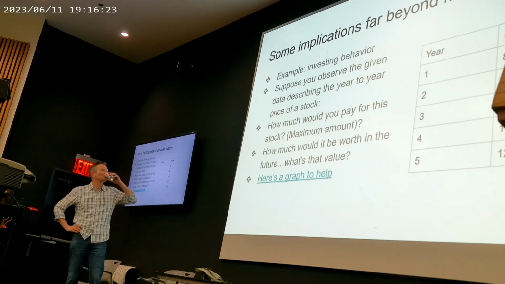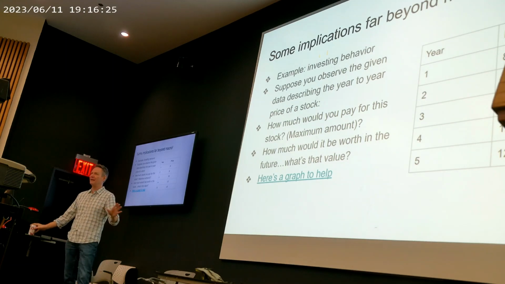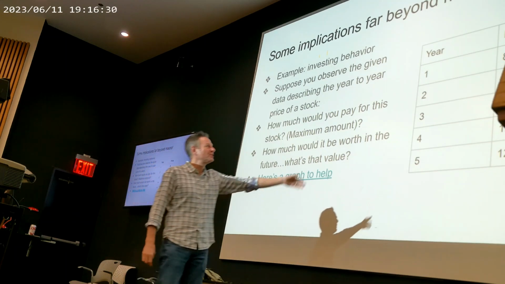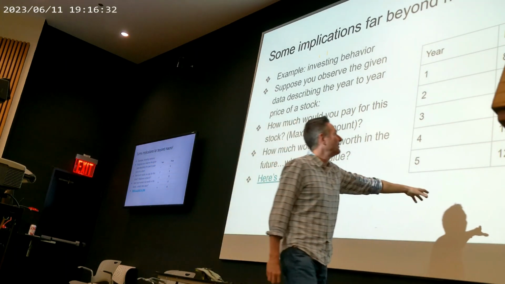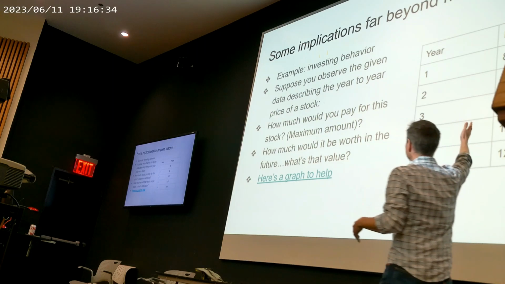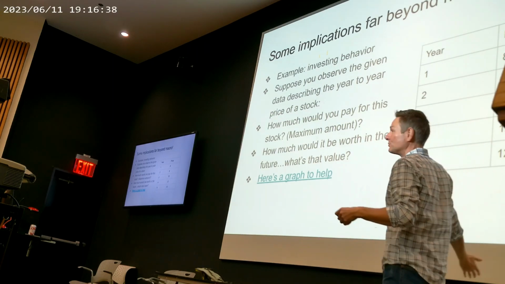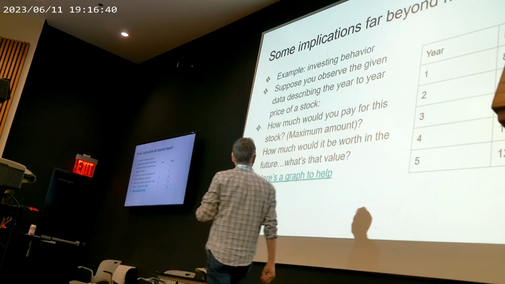So here I have a very anodyne example of a stock. The price here is over 5 years. You can see that in year 1 the stock price was 8, in year 2 it was 8, and in year 3 it jumped to 10, then 12, 12, right?